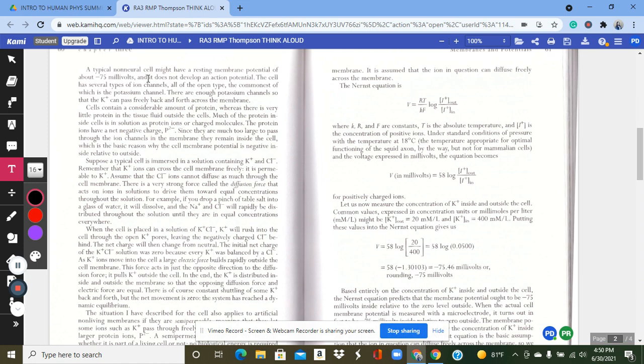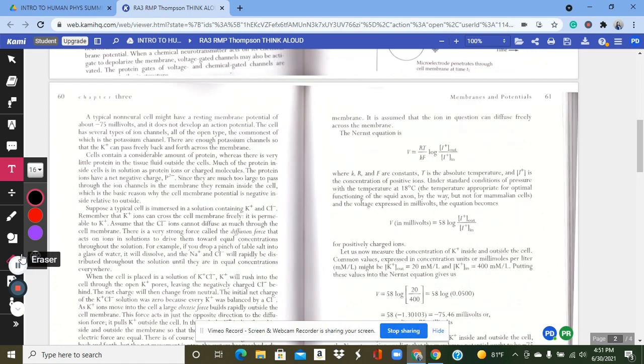So a typical non-neural cell might have a resting membrane potential of about negative 75 millivolts, and it does not develop an action potential. The cell has several types of ion channels, all of the open type, the commonest of which is the potassium channel. There are enough potassium channels so that the K plus can pass freely back and forth across the membrane.